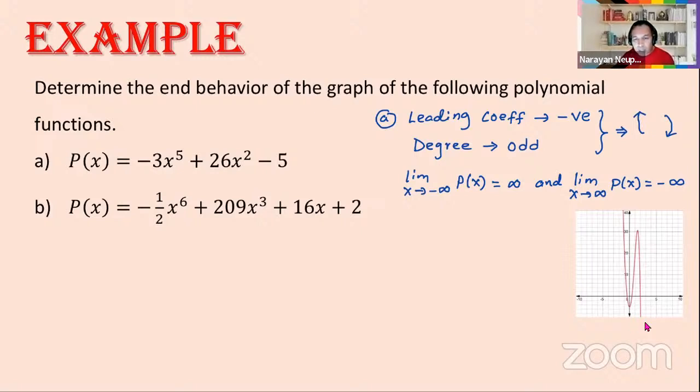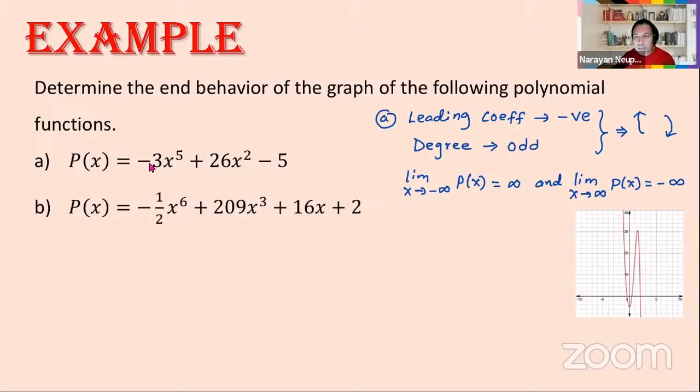And also remember, because it is a degree 5 polynomial, that is the only reason why the left end goes up and the right end goes down, in opposite directions.